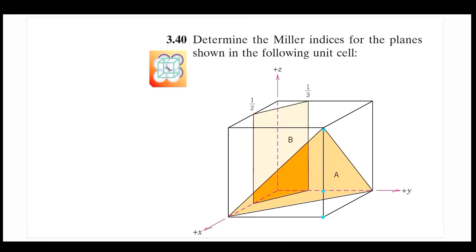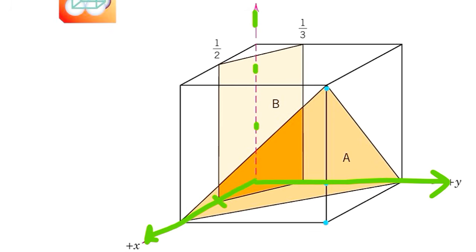Now let's do it for plane B, and for plane B the case is simpler because the predefined coordinate system is working well here. We can see this is the positive x-axis, this is the positive y-axis, and vertically upward is the z-axis. Alright, so we can see here that the plane is cutting the x-axis at this point precisely, and it's cutting the y-axis line, the green line, at this point.